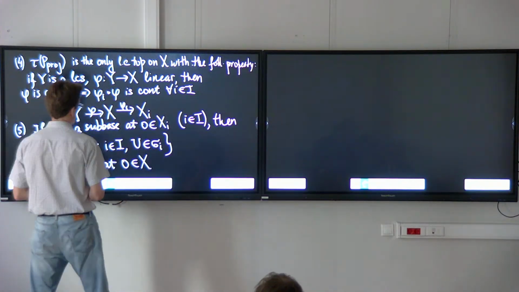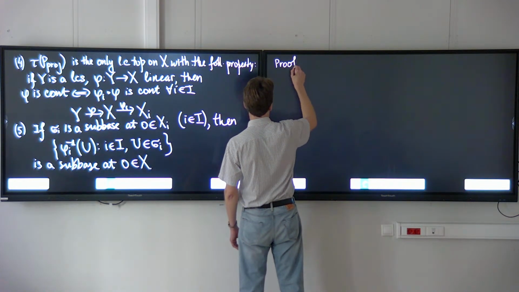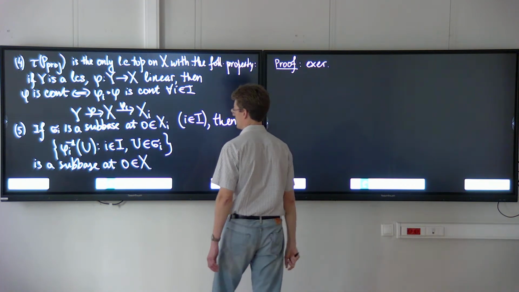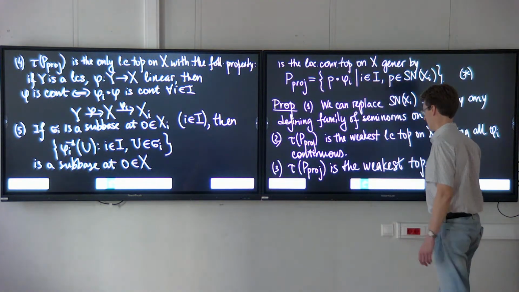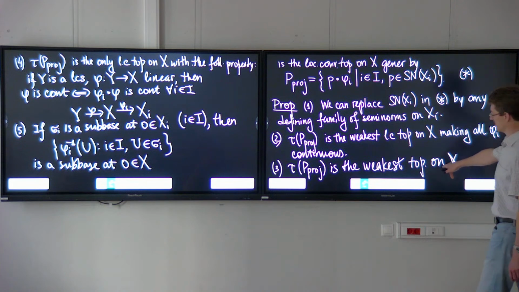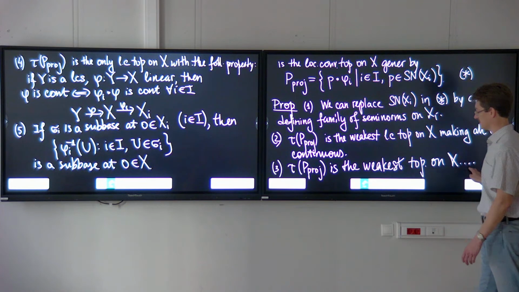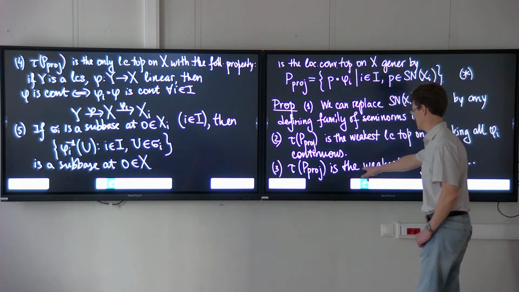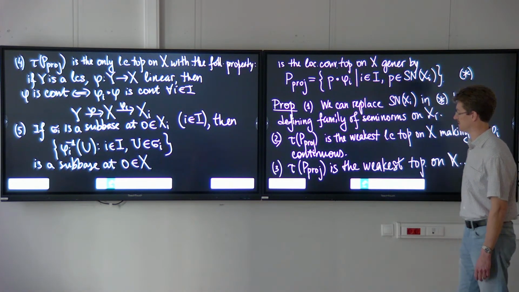Okay. Again, the proof is a more or less straightforward exercise. The only point which is not entirely straightforward is statement 3, because here we consider all topologies, not necessarily locally convex. But nevertheless, it's not very hard to prove that this is indeed true. And parts 1, 2, 4, and 5 are almost immediate from the definition.